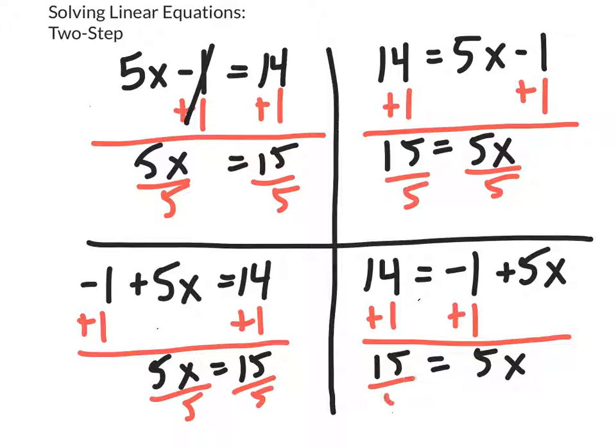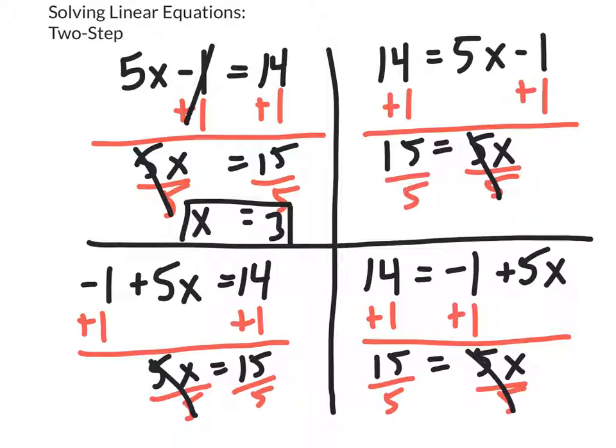I hope you recognize that these all are the same equations. What's going to happen with all of these here is that these are all going to cancel, and every single one of these is going to give me a value of x is equal to 3. Now the 3 may be on the left or may be on the right hand side, but hopefully you recognize that all 4 of those are the same scenario.